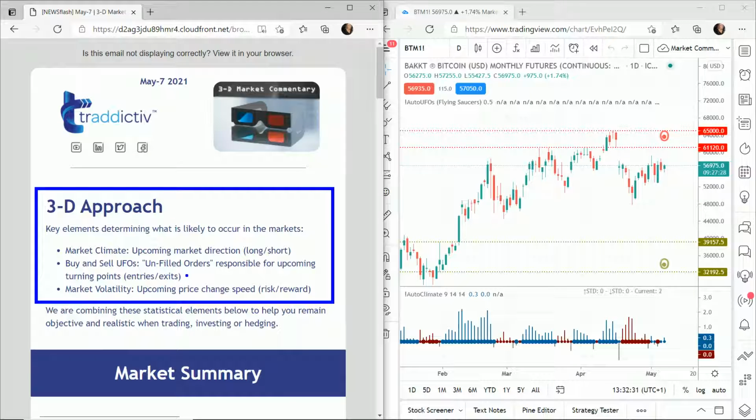Then if we're going to buy, we want to know where. If we're going to sell, we want to know where. And that's where our UFOs come in. They help us with our entries and exits. Specifically, where are we going to buy and sell?